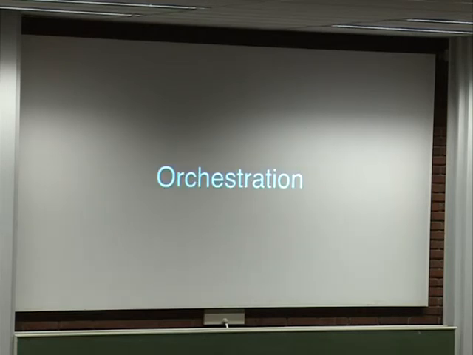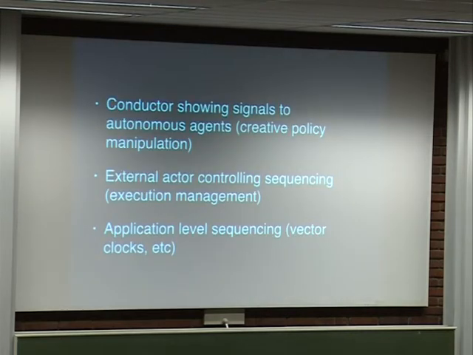How do I do this? Well, here's that ugly over orchestration, right? So in general, there's 3 ways to do this. A conductor showing signals to autonomous agents. So this is basically creative policy manipulation, right? So like on your policy host or chef server, whatever, you're saying, all right, this server doesn't do that, whatever, and you're letting the pull happen and update, and that's hard, right? An external actor controlling sequencing, execution management, so we're falling back into the land of the monkeys, right? Like we have an external agent doing gates and phases, like you do this, and you do that, right? So we have that going on.